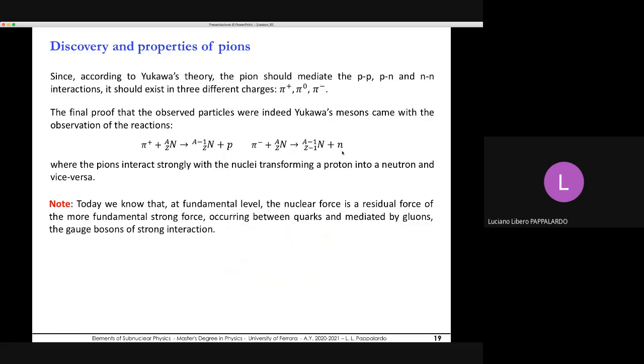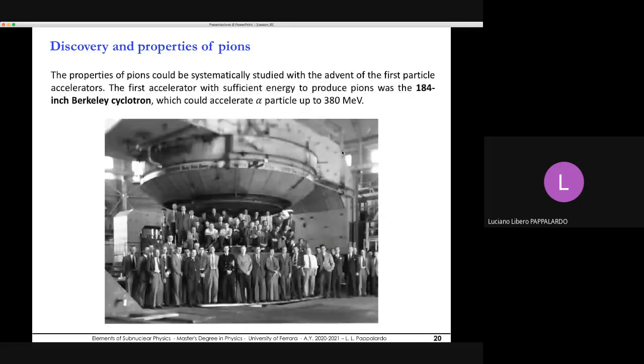Of course, today we know that at fundamental level, the nuclear force is only a residual force of the more fundamental strong force, which occurs at fundamental level between quarks, and it is mediated by gluons, which are the gauge bosons of the strong interaction, as we will study next in QCD.